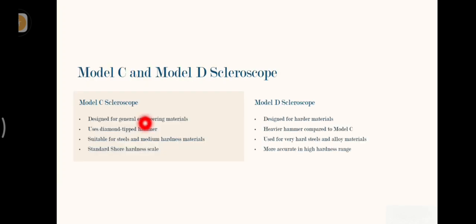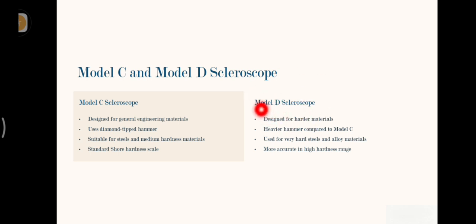So there are two types of scleroscope. One is model C and another one is model D. Model C is actually made for engineering materials. It consists of a diamond tip, and it is mainly used for steel and medium hardness materials. And we have a standard Shore hardness scale. It will not be as precise compared to model D.